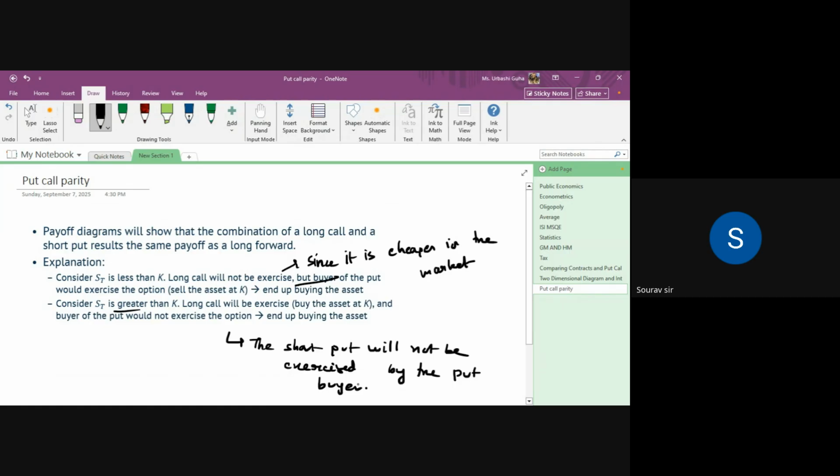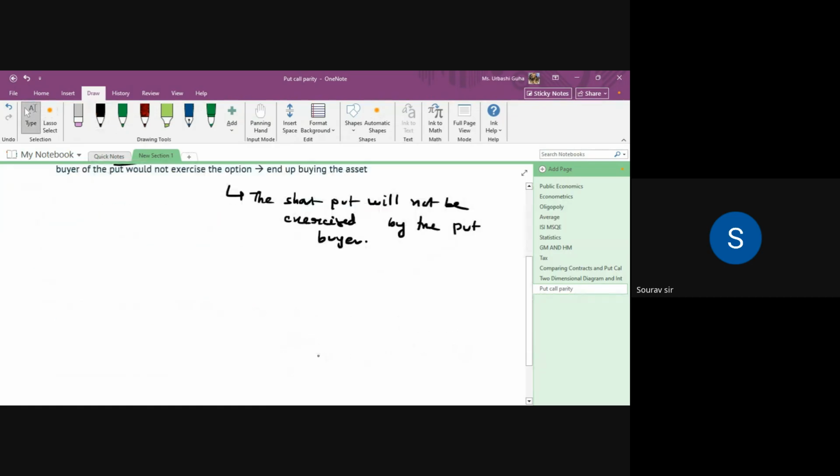So no matter whether ST is less than K or greater than K, you always end up buying the asset at price K. This is exactly what a long forward contract does. So long call, plus short put, is equivalent to a long forward with strike price K.